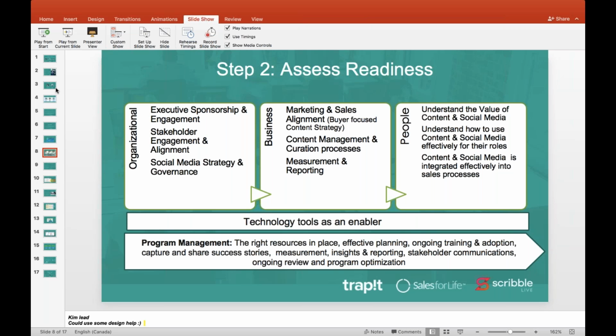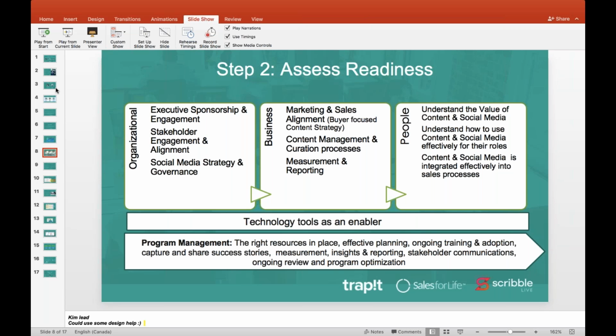We'll touch later on that buyer-focused content strategy. How social selling can work in the context of your existing social media strategy is really important. And then think about measurement and reporting from a readiness perspective. You want to look at how you're measuring social media today and your content and sales activities, and how you'll be able to integrate and align social selling into that reporting. Really important.